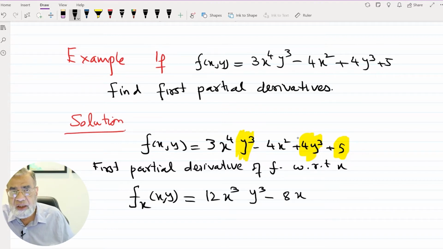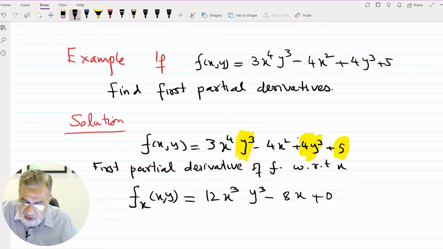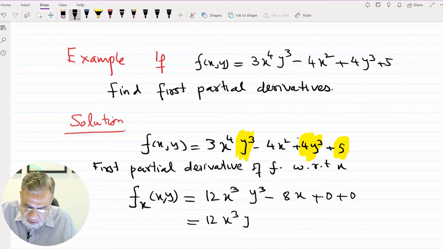Now 4 is constant, and y cubed is constant because we are changing with respect to x only, so the derivative of this term is 0. Then 5 is a constant, so its derivative is equal to 0. I simplify this, and my result is 12x^3 y^3 - 8x. So this is my derivative with respect to x.